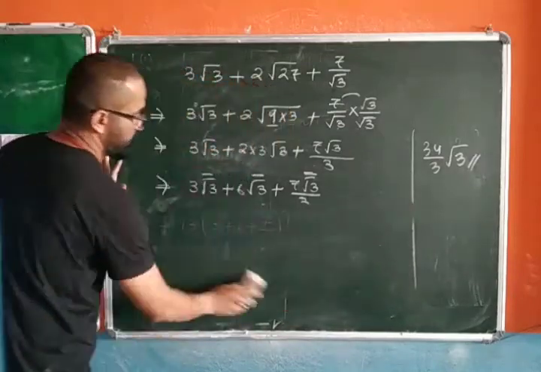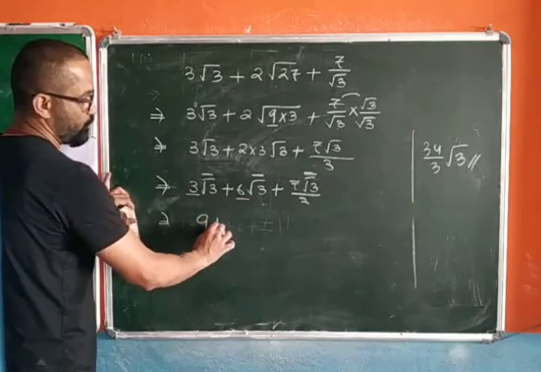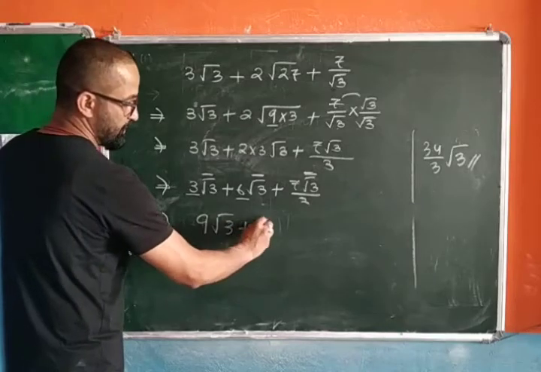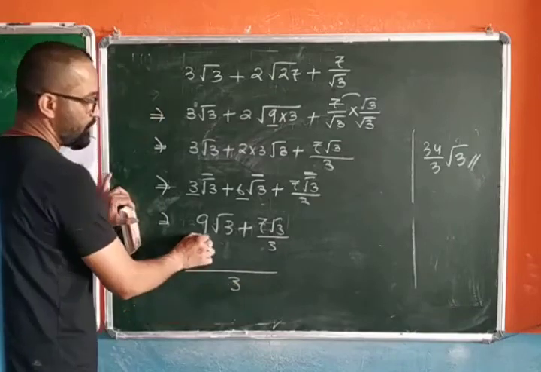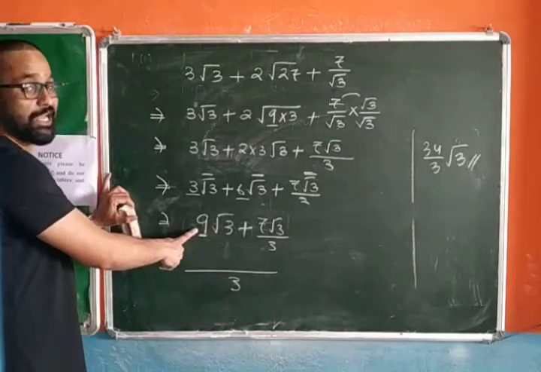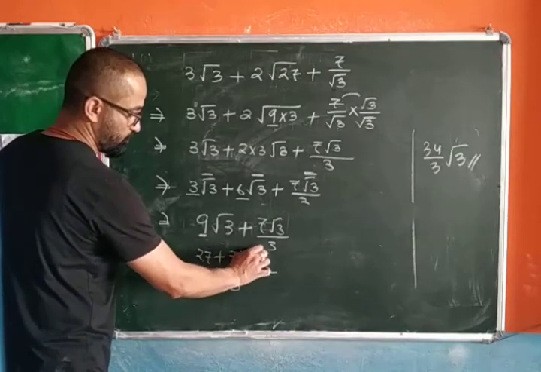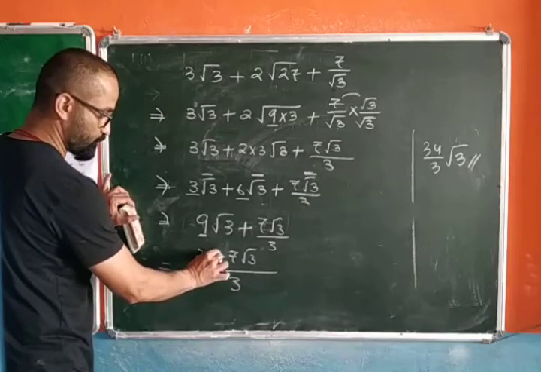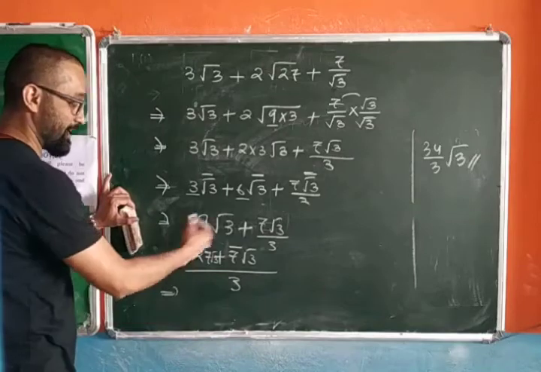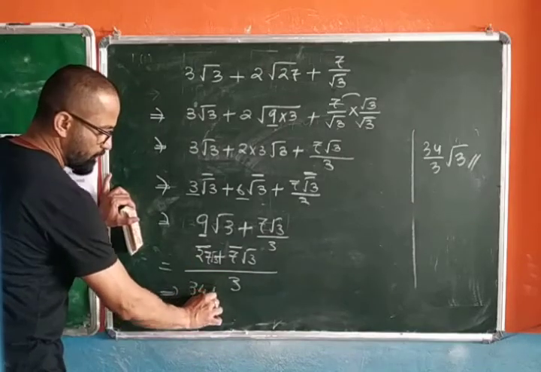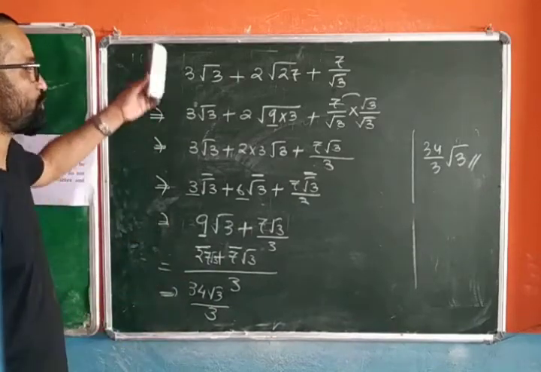You could do it like this. Numbers get added up, you get 9 root 3 plus 7 root 3 by 3. Take LCM 3. Only the number in front of the irrational number is multiplied. 9 into 3 is 27 plus 7 root 3. Or root 3 is also here. Now the numbers get added up. 27 plus 7 is 34. Root 3 divided by 3. This is another simplification method.